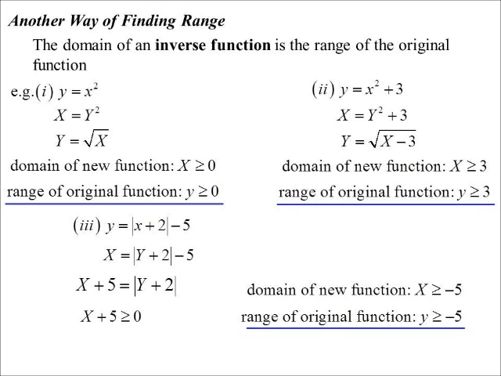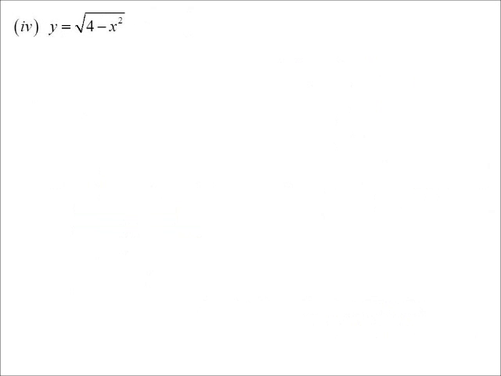Now, obviously, those ones weren't hard to find the range of the original ones anyway, but I just use it to illustrate the idea that if you do get a more complicated one, and you're looking at the range and you're really not sure, maybe try this idea. It could work for you. So imagine you didn't recognise this as a semicircle. So I'd swap the x and the y's.